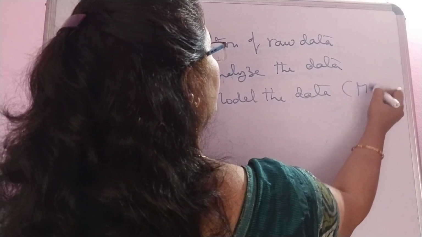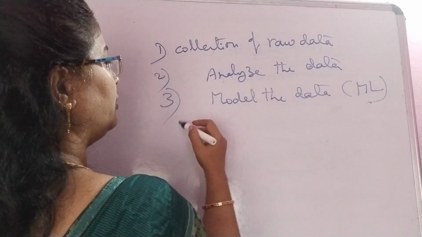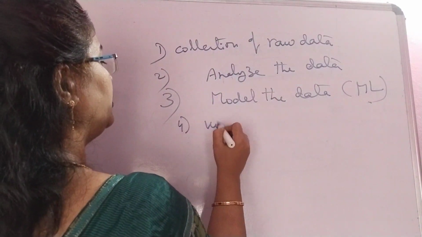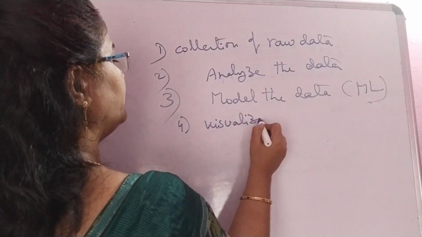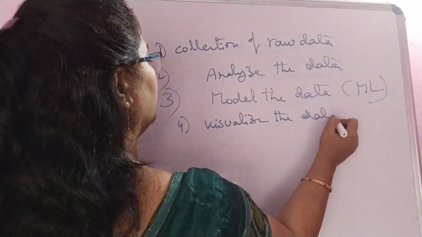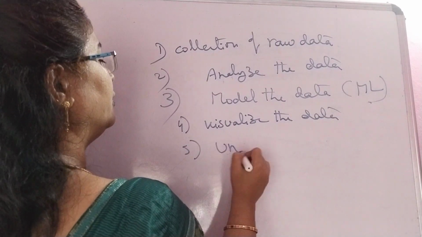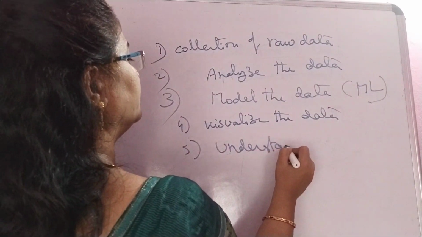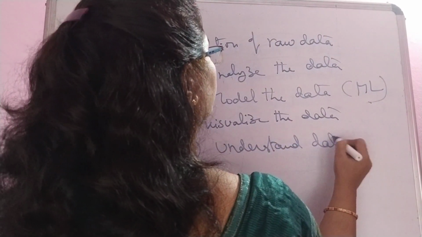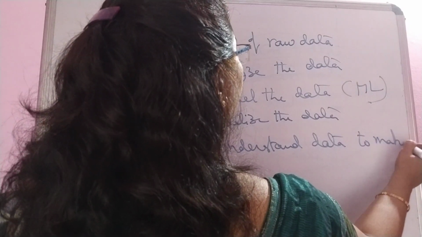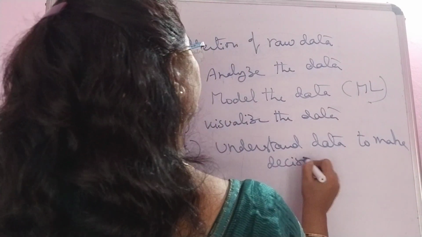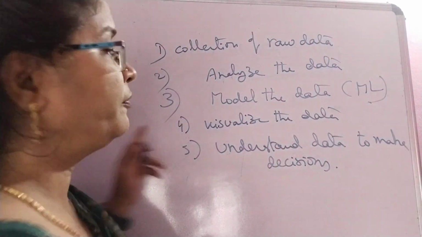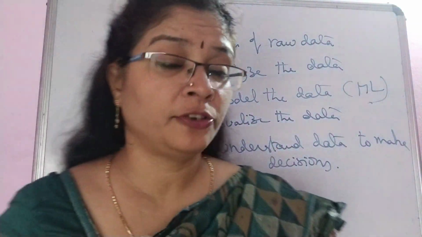Here, machine learning comes into the picture using efficient algorithms. And the fourth one is visualize the data. And the fifth one is understand the data to make your own decisions. Right? So what is the very first phase involved? It is the collection of the data.